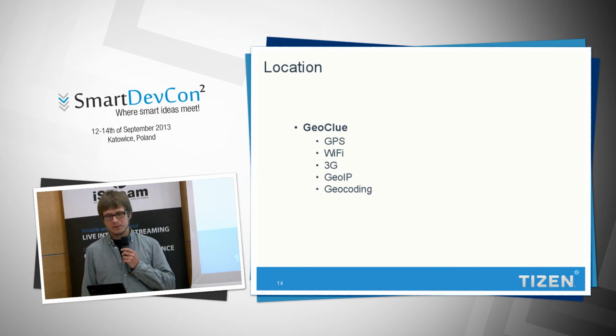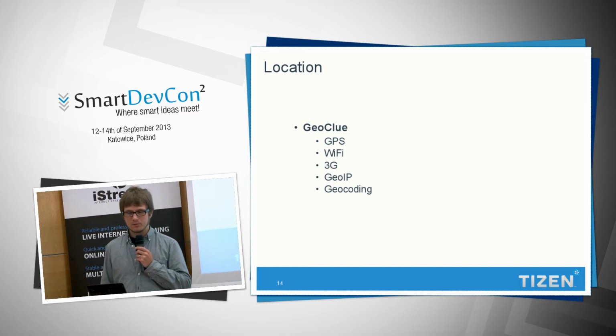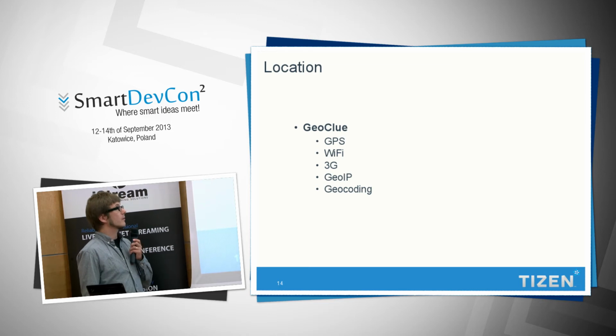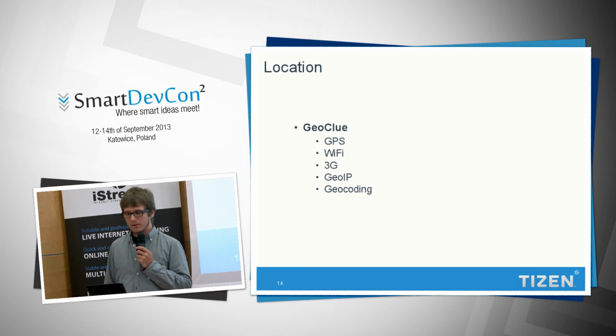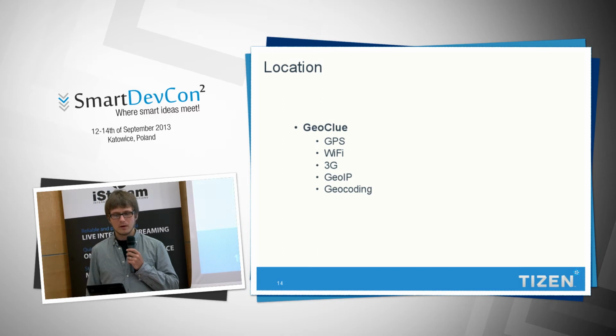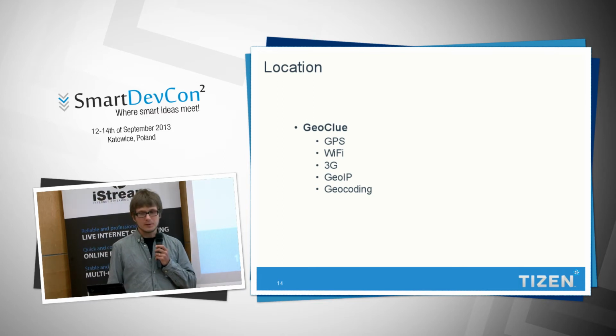Then location services. This is quite simple, although comprehensive too. We use GeoClue. Currently, the following plugins are available: GPS, Wi-Fi, 3G network localization, GeoIP, and geocoding.